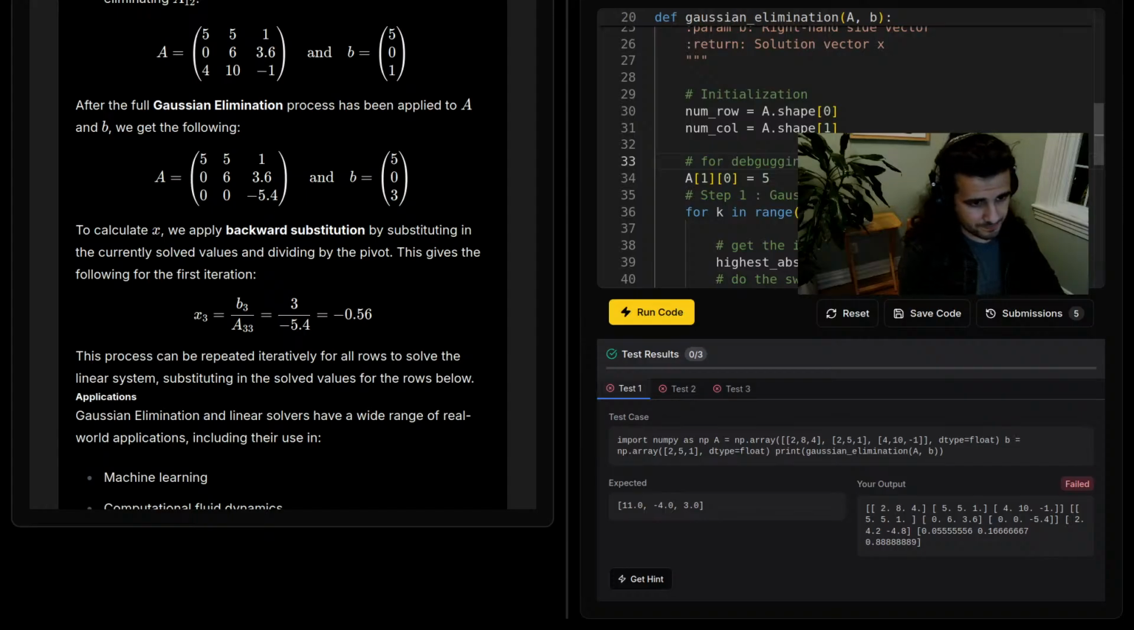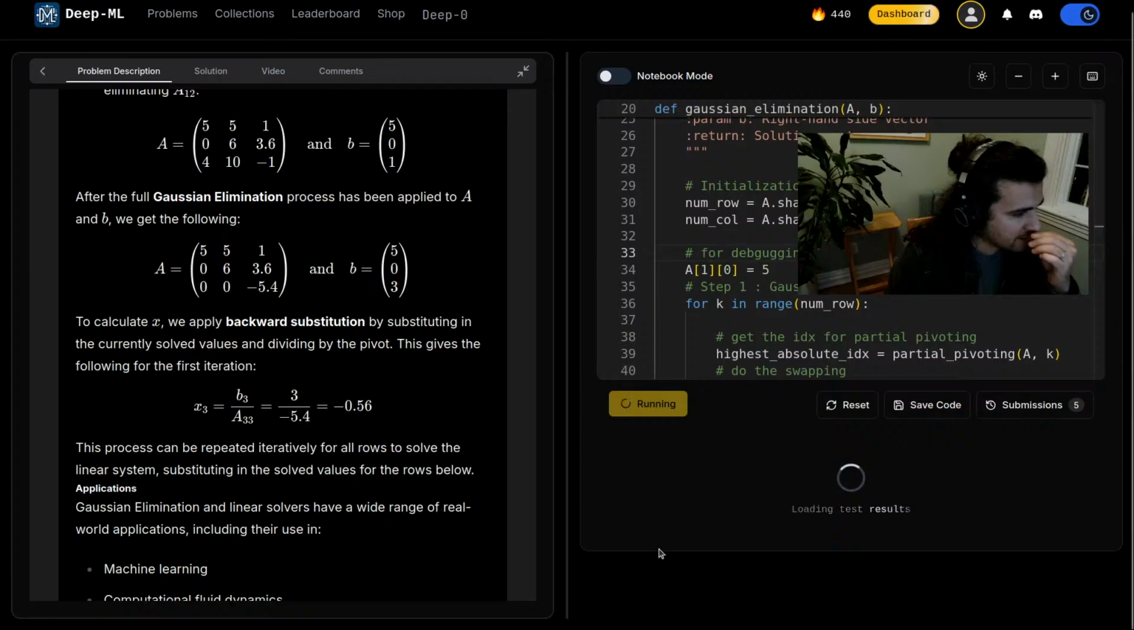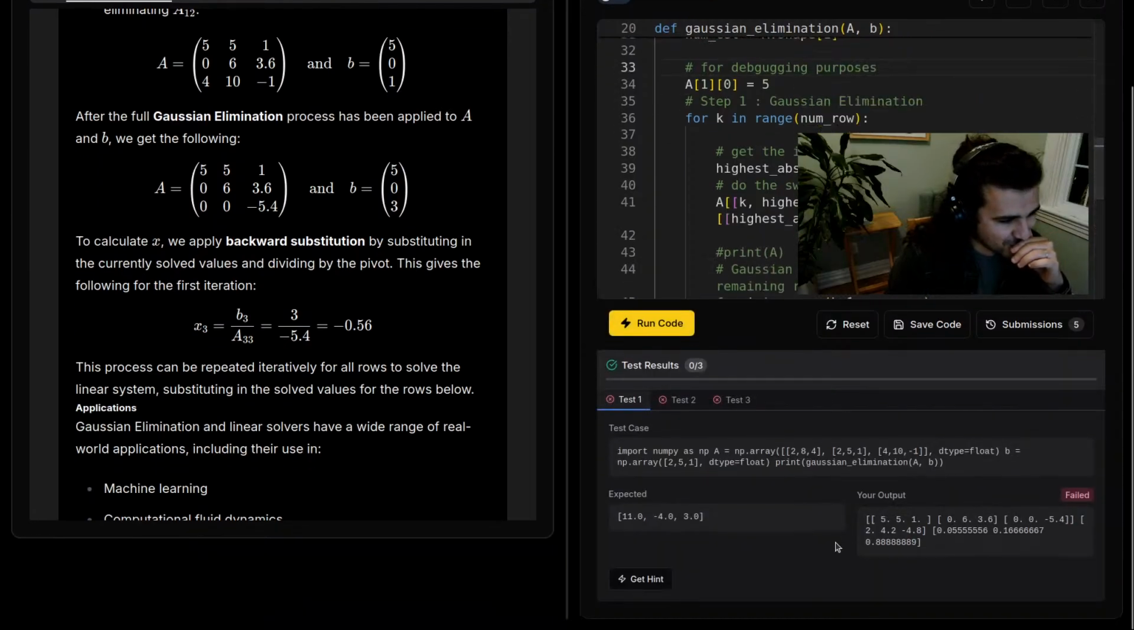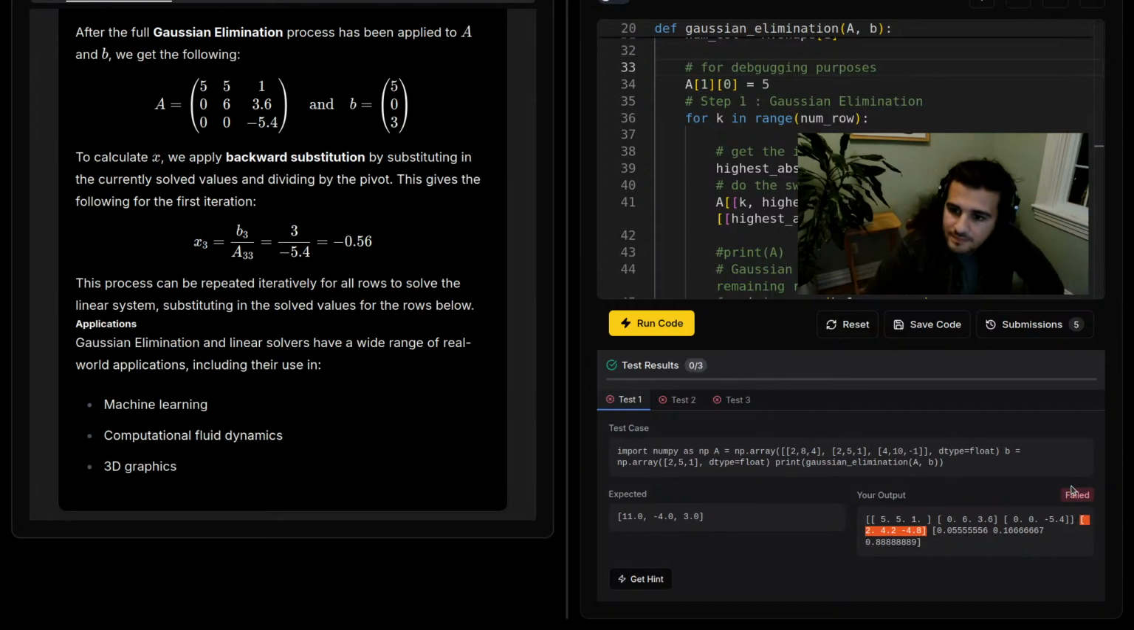If you're stuck like this, just use the hints. There's hints in there that can get you on track, but I refuse to do it. Okay, 5, 5, 1, 0, 6, 3.6, 0, 0, minus 5.4. This is right. We got it right. Like that's fine. Right? Like this is not crazy. The B's are all messed up. You see that? We didn't swap the B's.